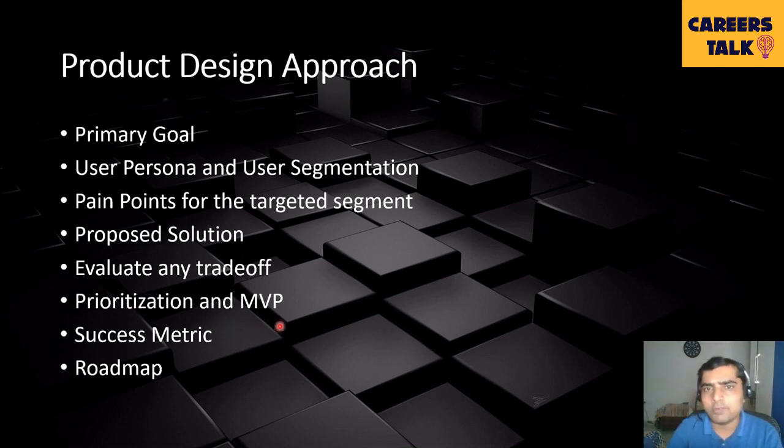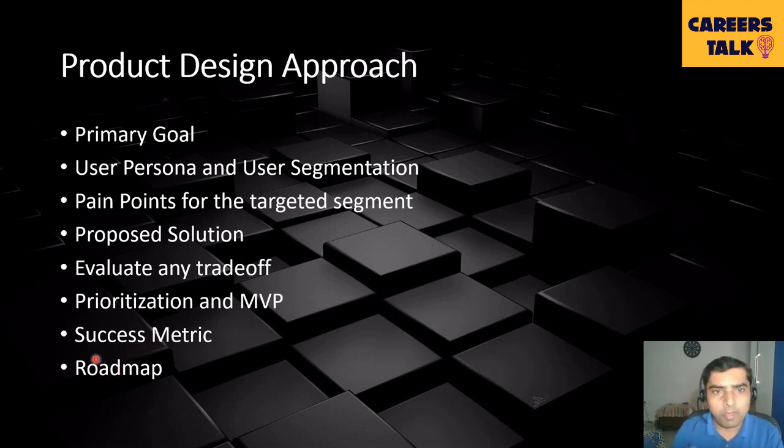So we have a list of items. What are the items we need to take, which are very critical to start with, so that the MVP will come up. Then we will have a success metric. So we already will have a primary goal, and then we will come up with the success metric. Without the success metric, we cannot actually measure the product performance or product success. So this is required.